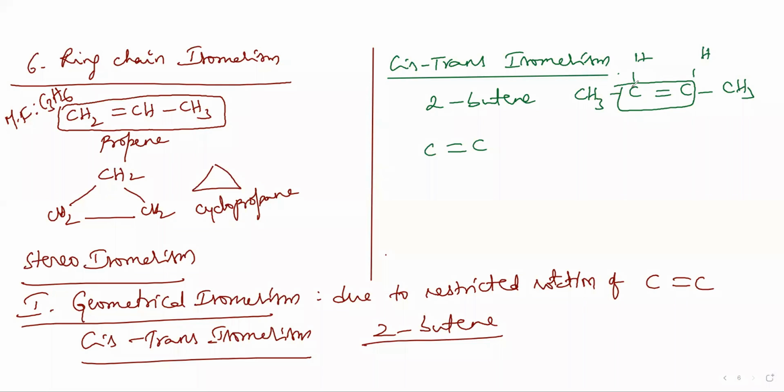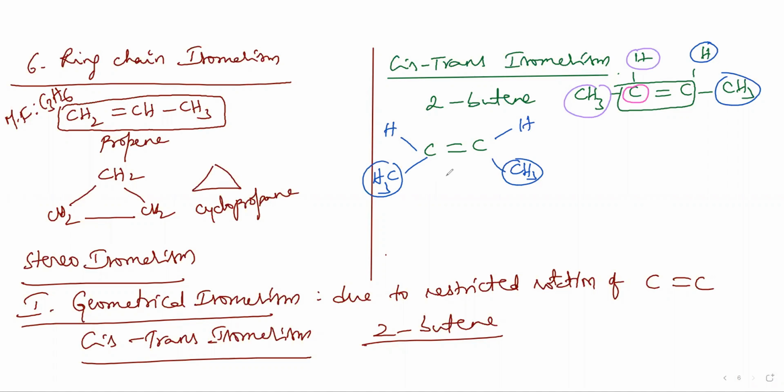Now here you can see this carbon is having two substituents. What are they? One hydrogen and one methyl group. So write down those two: hydrogen, methyl. This carbon is also having hydrogen and methyl. Now, same groups are present on the same side of the double bond. Both methyl groups are present below the double bond. So this is what we call cis-2-butene. If same groups are present on the same side of the double bond, then it is called cis isomer.